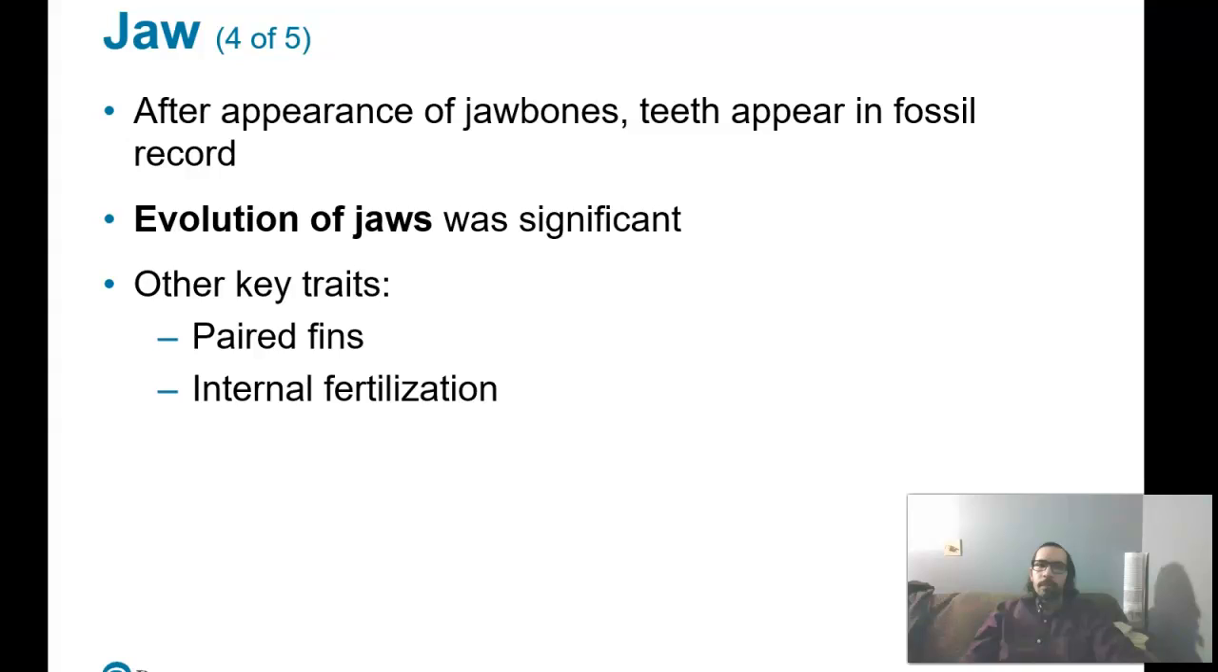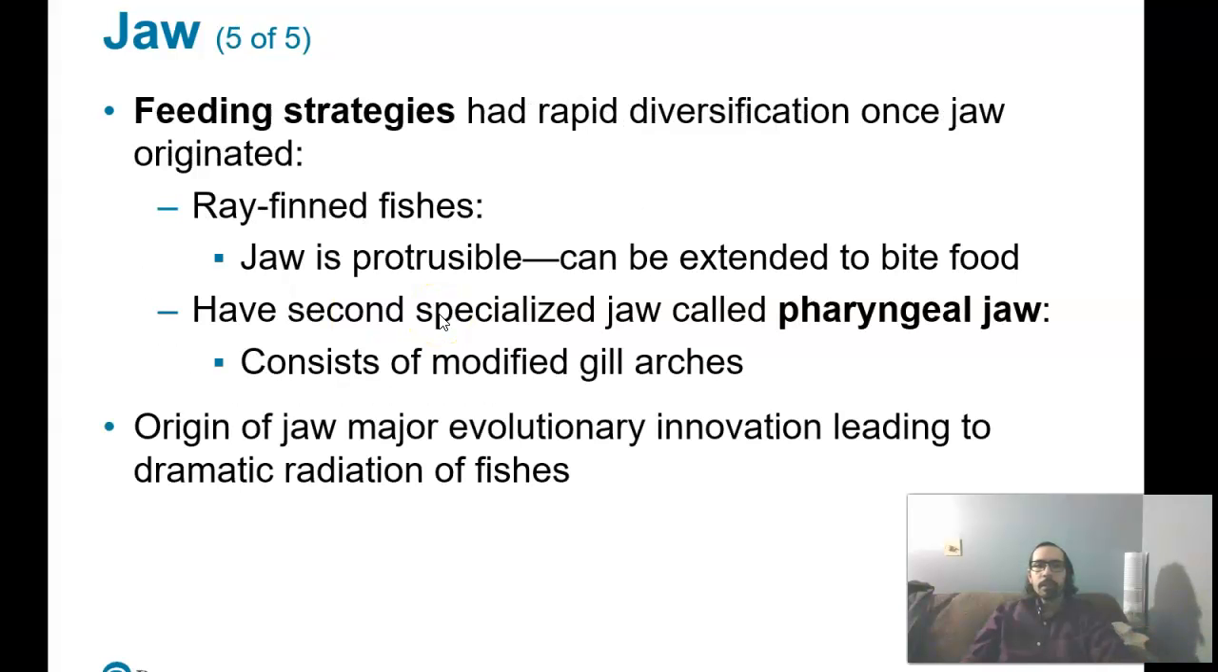The evolution of jaws was significant because it allowed for different feeding habits. Other traits that also appeared were the paired fins and internal fertilization. The feeding strategies had a rapid diversification once the jaw originated.